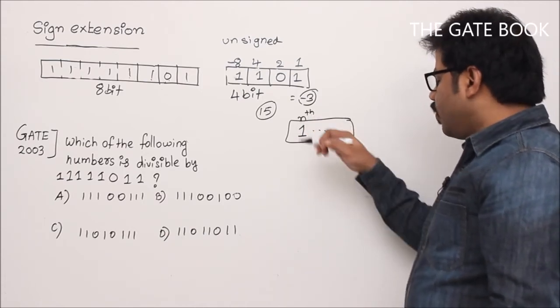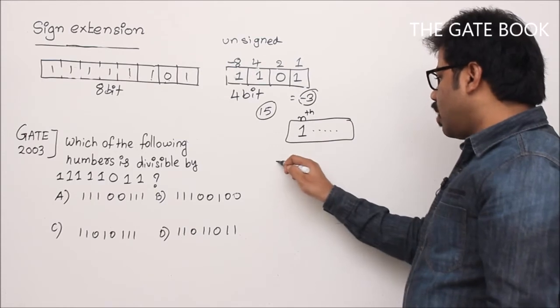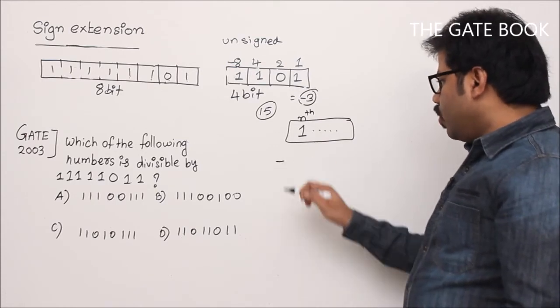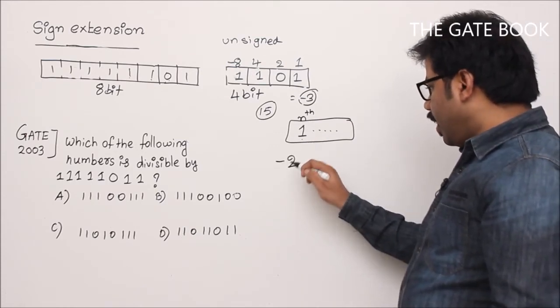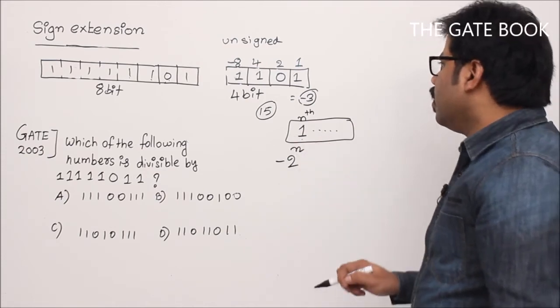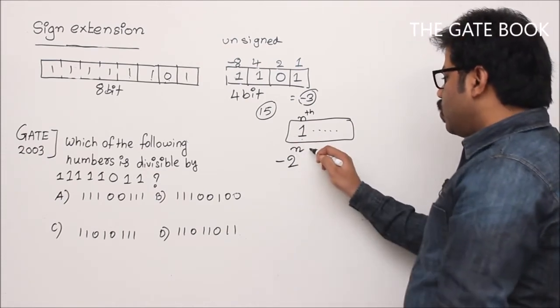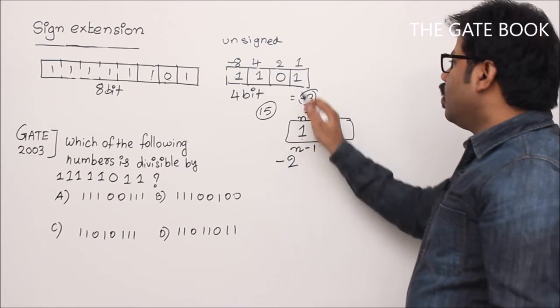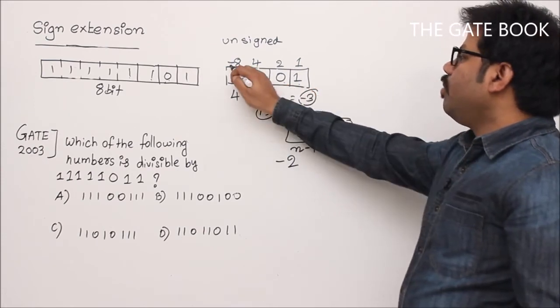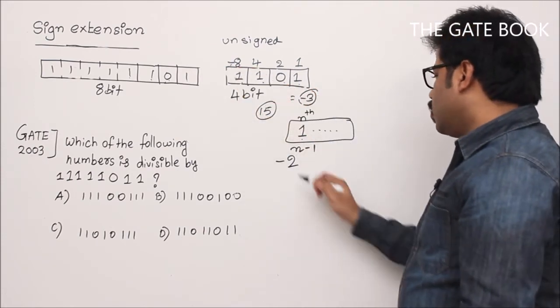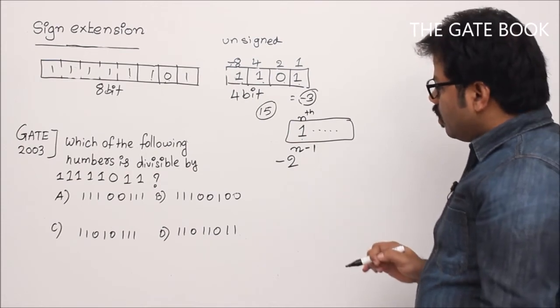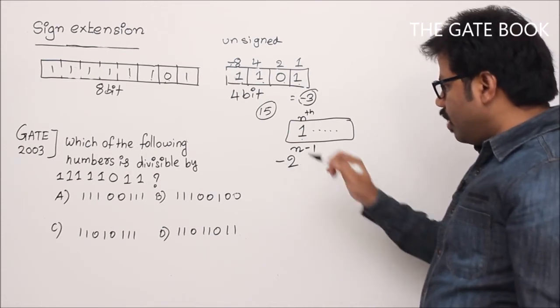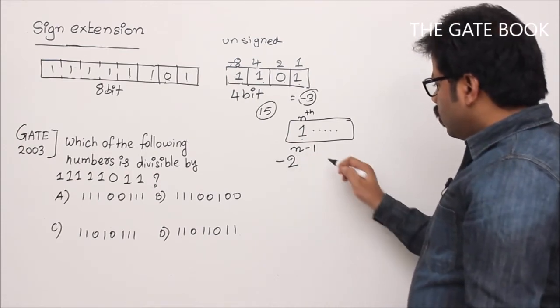Then what is the weightage, what is the value of this one with respect to 2's complement representation? I already told you, for the last bit the weight will be minus 2 to the power of n minus 1. For 4 bits this would be minus 8, that means minus 2 cube. So minus 2 power n minus 1, plus something.